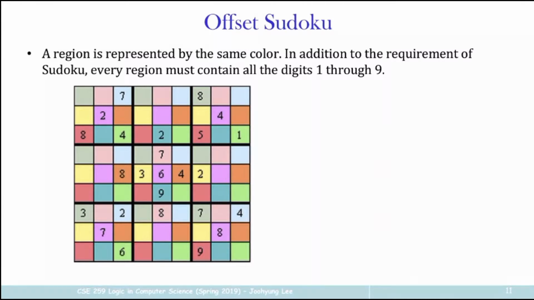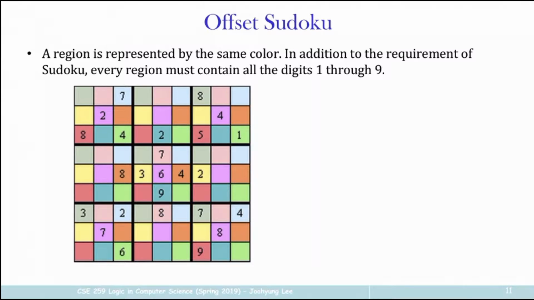What I want to show you today is how we can solve variants of Sudoku without changing the basic formalization. You may think that if I have to write another program for solving another variant of Sudoku, I have to change a lot of code in my Java program. It doesn't happen that way if you use Clingo.